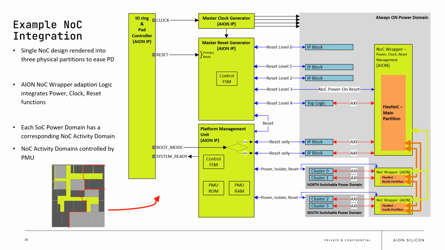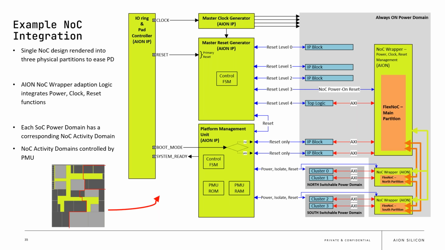So yeah, that's all in your always on power domain. Each of the gray blocks are your power domains. You've got your always on power domain, and then you've got two switchable power domains, north and south, which contain your IP blocks. And the power switching reset management of that is performed by your platform management unit.